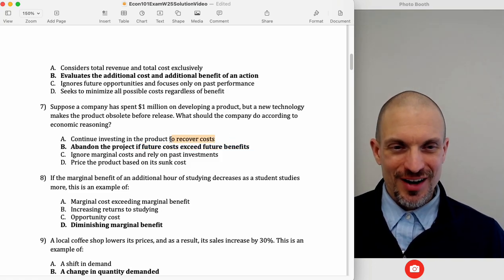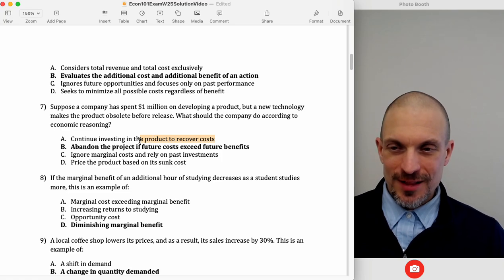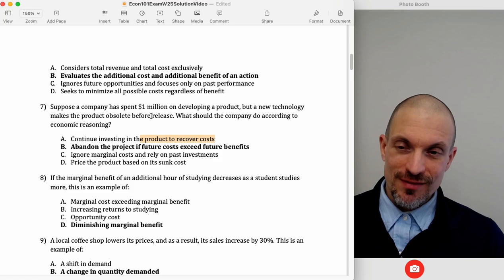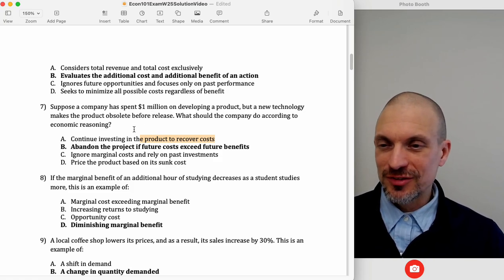You can't recover costs, right? The fact that we've already invested money is not a good reason to invest more money. The reason to invest more in this project would be, do we think the future benefits exceed the future costs? And it doesn't have anything to do with the past investment.